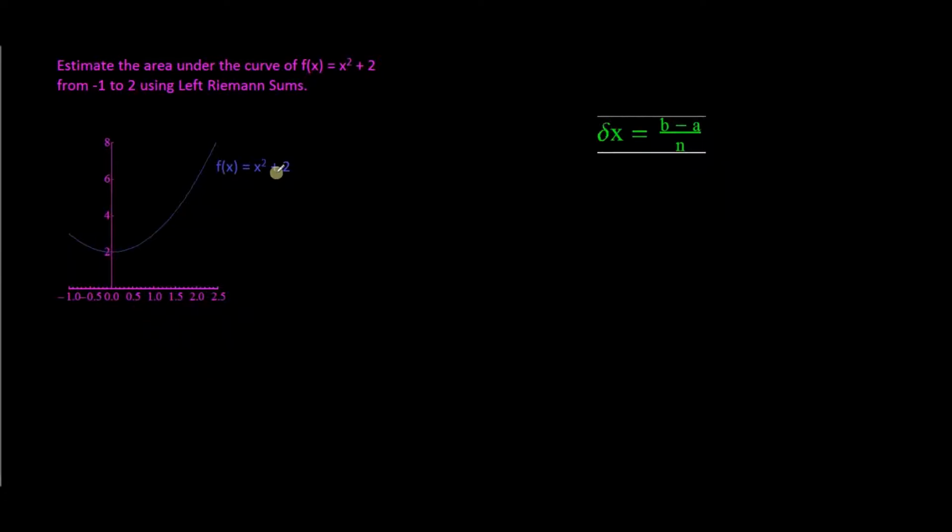So let's do this again, and this time we're going to divide it into more than 3 parts. We're going to divide it into 6. So in this case, our delta x is going to be 2 minus negative 1 over 6, and that equals 3 over 6, or 1/2. So our interval this time is going to be 0.5 or 1/2. So in other words, instead of having a rectangle that goes from negative 1 to 0, we're going to have one from negative 1 to negative 0.5, one from negative 0.5 to 0, etc.